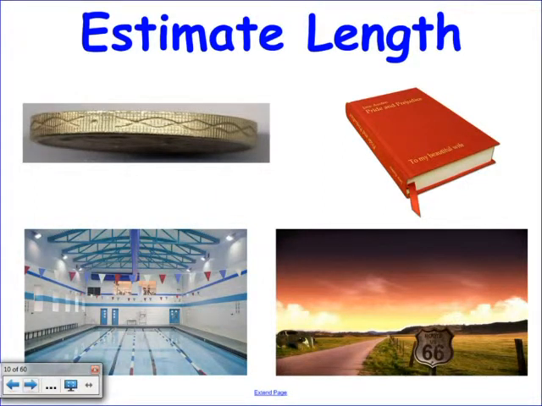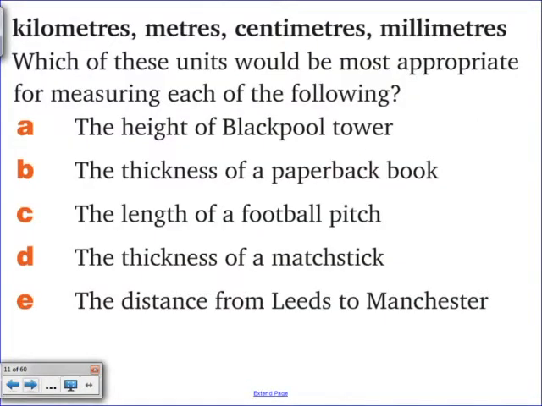So they are our metric length measurements: millimetres, centimetres, metres, kilometres. They could ask you for things like what sort of units you would use for the height of Blackpool Tower. What would you use, height of Blackpool Tower? Metres. Thickness of a paperback book? Centimetres, if it was War and Peace. If it was one of those Mills and Boon, millimetres.